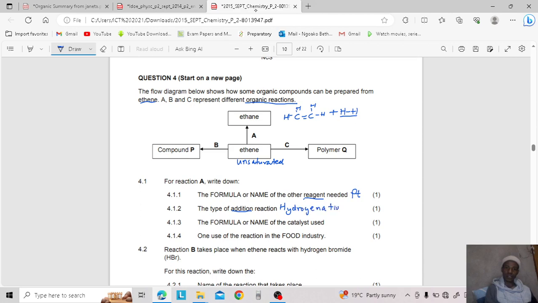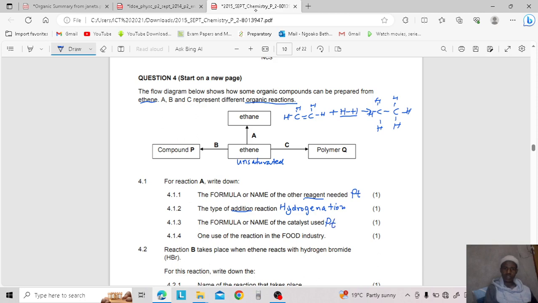Be careful. The type of addition. Now we're given an addition reaction, but what type of addition? We check by ethane, then delete this one so that we can have only a pure hydrocarbon, which is this one. So that's why we have an ethane. The formula or the name of the catalyst used. So the formula of the catalyst used, that's why we have platinum, Pt.